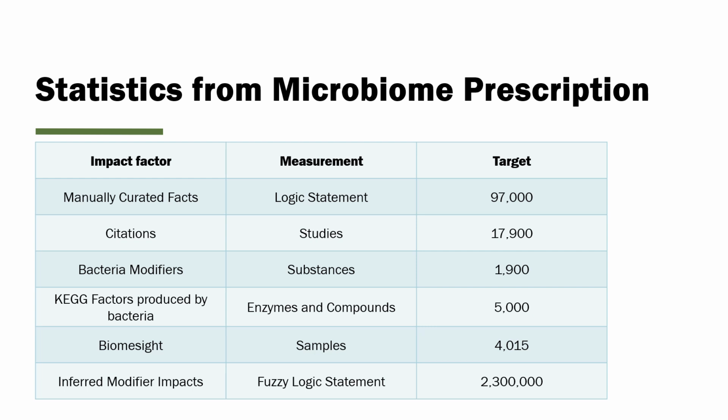Let's take a look at manually created facts. These are ones which I have looked at and manually entered, explicitly saying this substance changes this bacteria to be higher or lower, and here is a link to the study where I'm getting the information from.